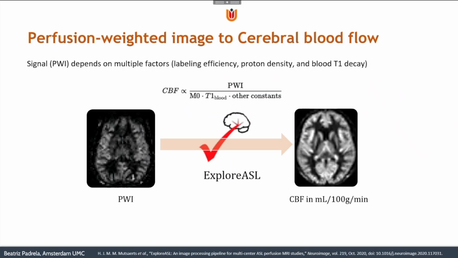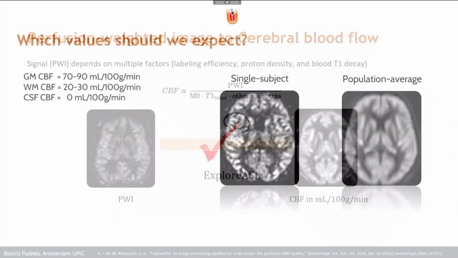So we go from the ASL PWI, which is control minus label. ExploreASL does all of this quantification, and there are a lot of modules that Matthias will also explain to you. You have the structural module, the ASL module, the population module, then you have a CBF image, very nicely looking like this one here. Sometimes it's not like this, but this is the ideal.